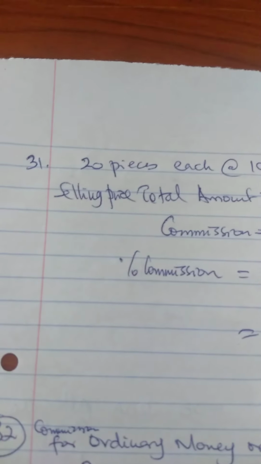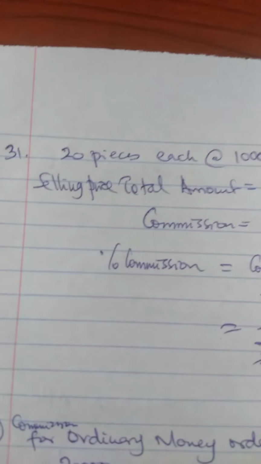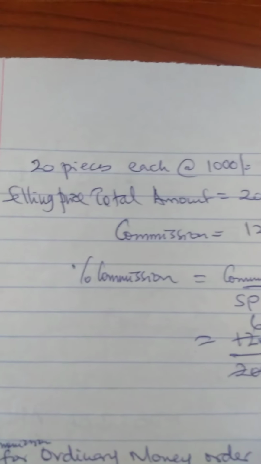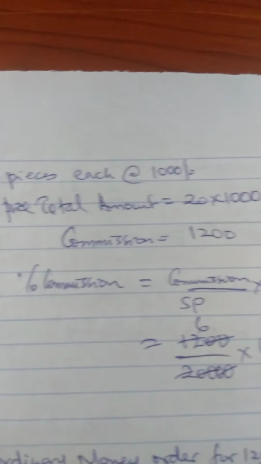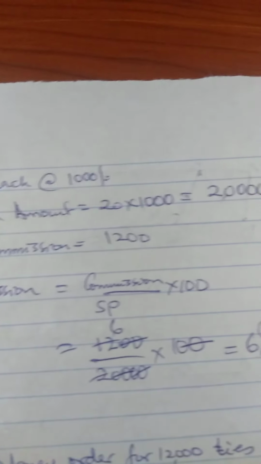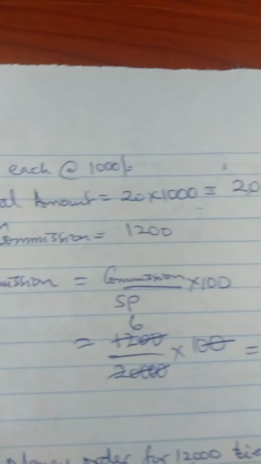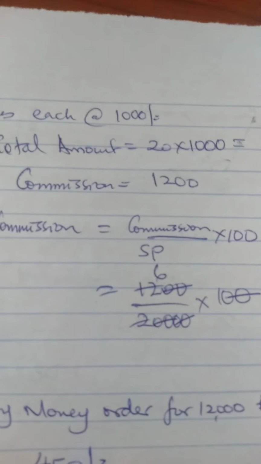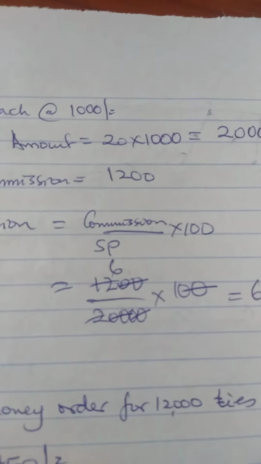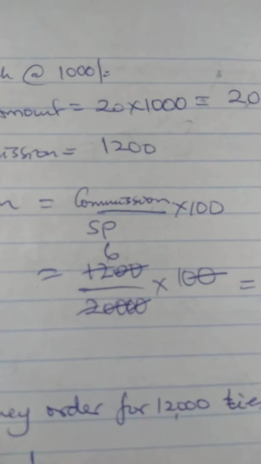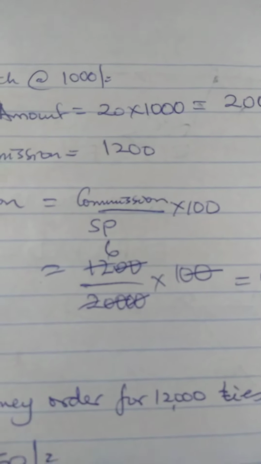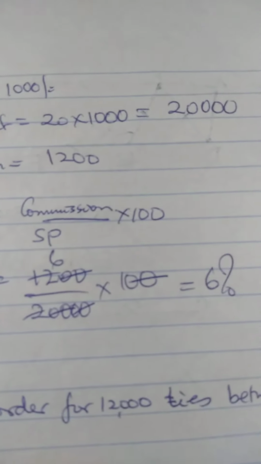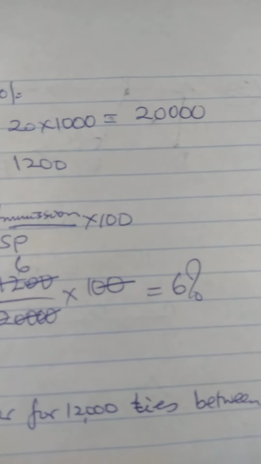So we must get the amount that the 20 pieces fetched. The selling price is 20 times 1,000 to give us 20,000. Then commission is 1,200, so percentage commission is commission over selling price times 100, and there it is: 1,200 over 20,000 times 100 to give us a value of 6%.